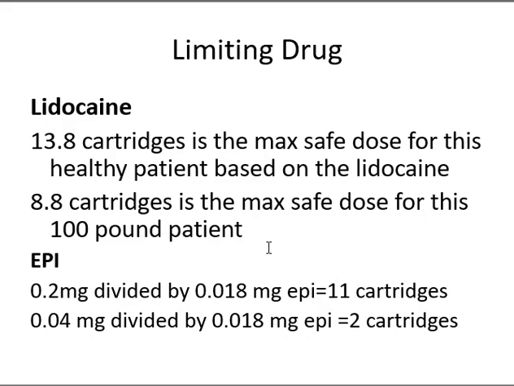If the patient weighs 100 pounds, with the lidocaine they can receive 8.8 cartridges. Still a healthy person, 100 pounds, we go down here, and the epinephrine says 11. We defer to the lower number, 8.8. Then the limiting drug becomes the lidocaine, not the epinephrine. It's the drug whose maximum recommended dosage is reached first. For a cardiovascular patient, the epinephrine always wins. Cardiovascular, it's 2 cartridges, that's it.